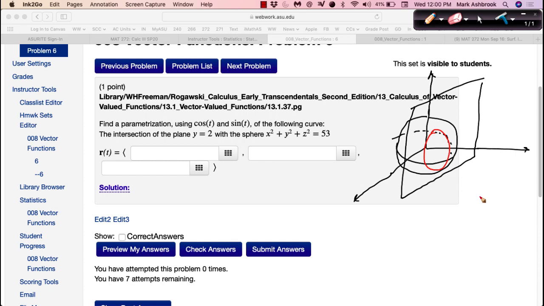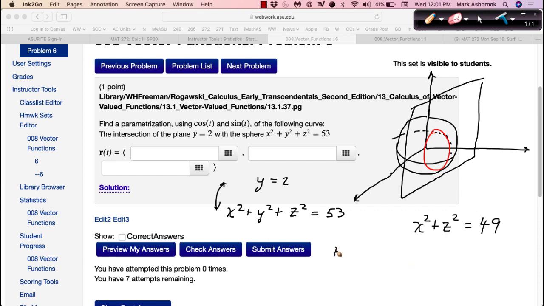So this is the idea that it ends up being the intersection of two surfaces. So what are our surfaces? y equals 2 and x squared plus y squared plus z squared equals 53. So we want the intersection of those two surfaces, or all points that lie on both. So we're going to bring the equations together. So how do we bring the equations together? Yeah, you're going to plug your y equals 2 in for y. So you want the points on this sphere such that y equals 2. That's what that means. So then we get x squared plus z squared equals 49.